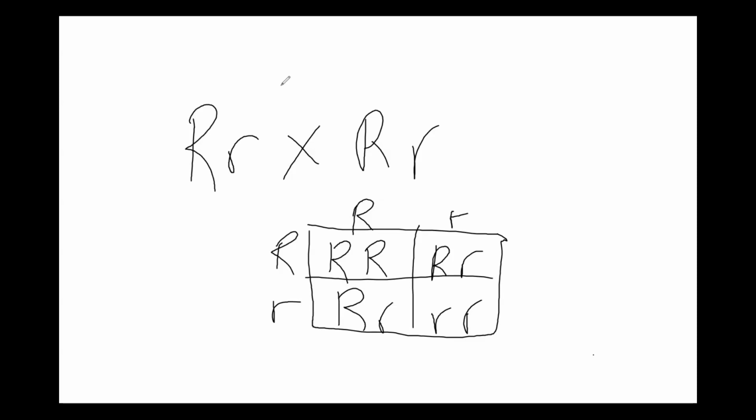What percentage are going to be round? So what percentage of these offspring are going to express the dominant trait? Well, how many out of 4 have a big R? 3 out of 4. So 75% are going to be round. Okay, pause if you didn't get that, because I'm about to erase.